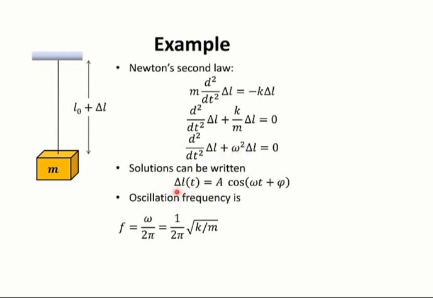That means this delta L will vary with time, and as this is a sinusoidal or cosinusoidal function, it means that it will vary periodically, right? It will do a simple harmonic oscillation. And what's the frequency of this oscillation? Well, we can find that out from this angular frequency omega, because frequency and angular frequency are related by this equation. And if we put the expression of omega here, we get the expression for the frequency of this oscillation.